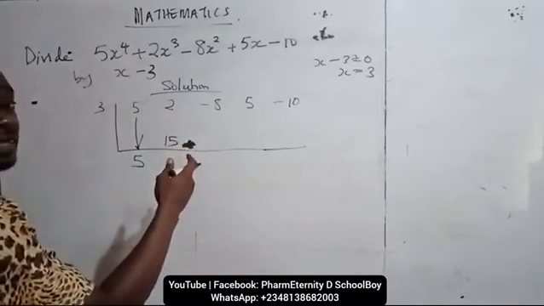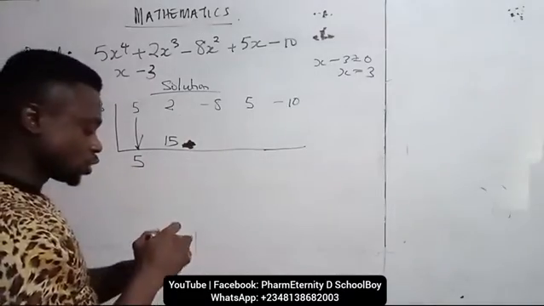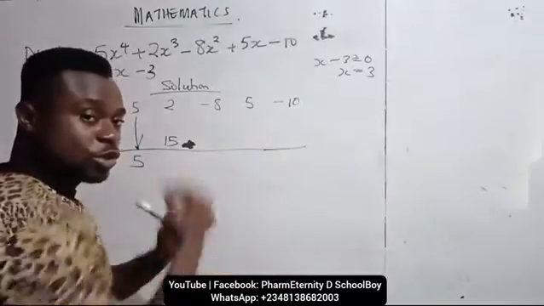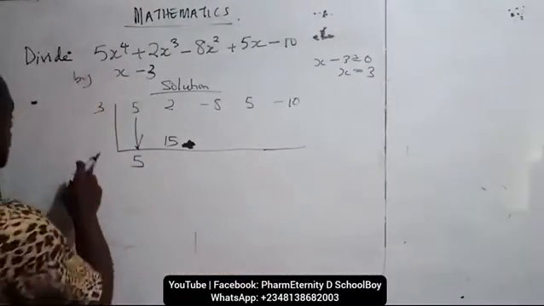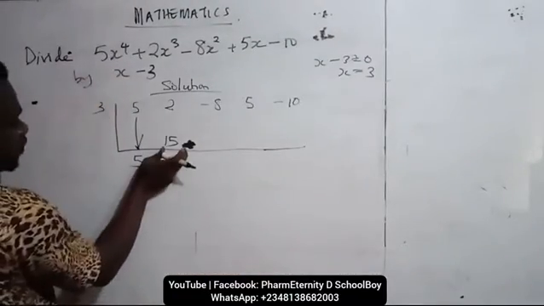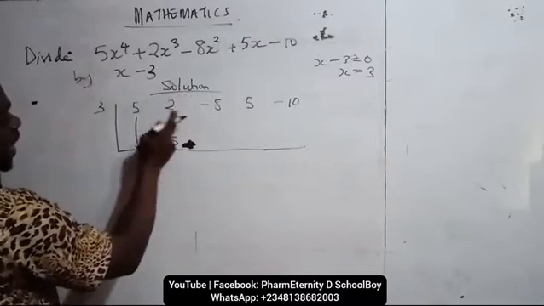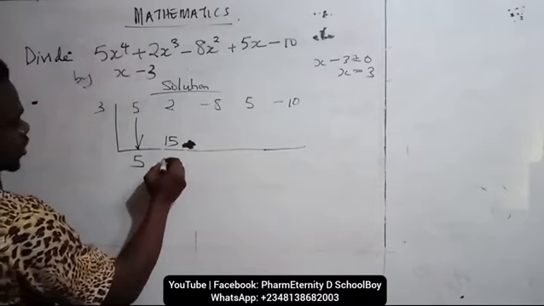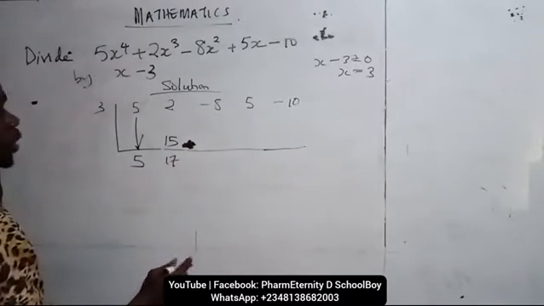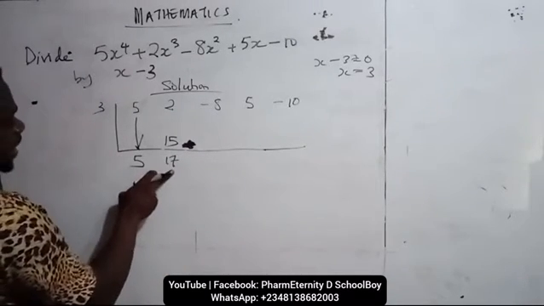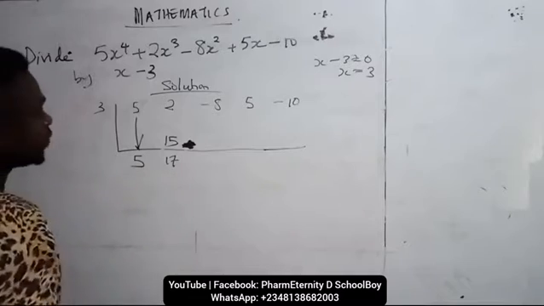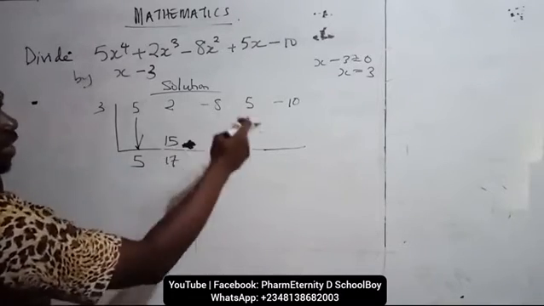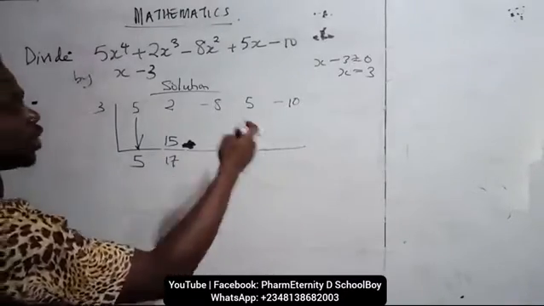We add. In synthetic division, we add. To synthesize, we add. Now 3 times 5 is 15. So you add 2 plus 15, which is 17. You multiply again, 3 by 17. 3 times 10 is 30, 3 times 7 is 21, so 30 plus 21 is 51.